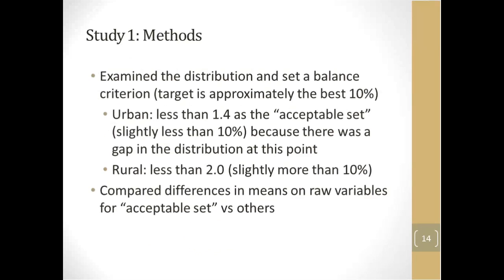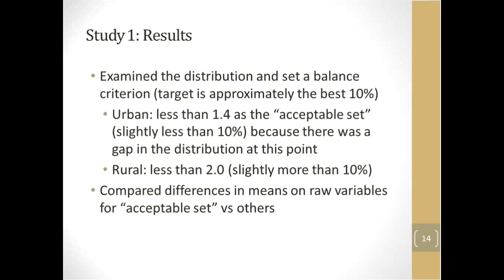Okay, so once we computed the balance criterion, we examined its distribution and selected within the urban a value of 1.4 as the acceptable set, which turned out to be slightly less than 10% because there was a gap in the distribution at that point. And in rural, 2.0, so that was slightly more than 10%. And then we wanted to go back and see how well this worked. So in order to do that, we compared the differences in means on the raw variables for the acceptable set of randomizations to the others.